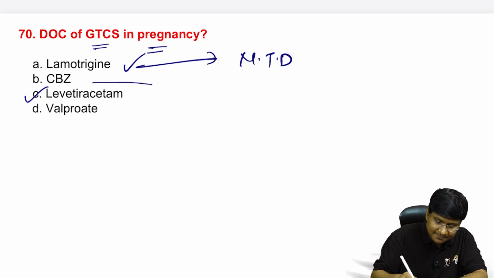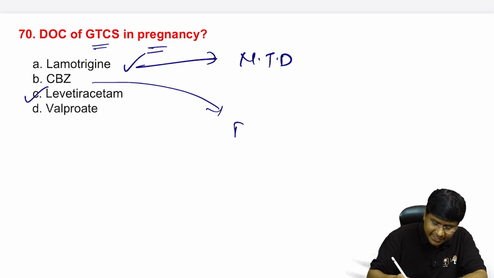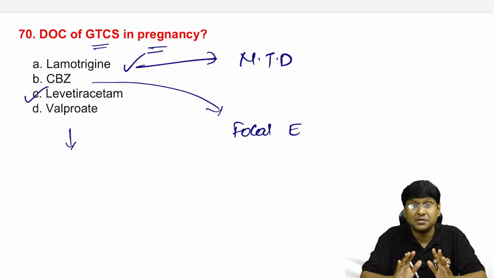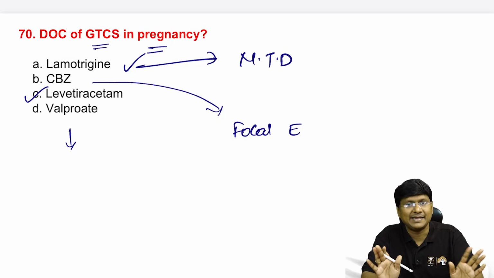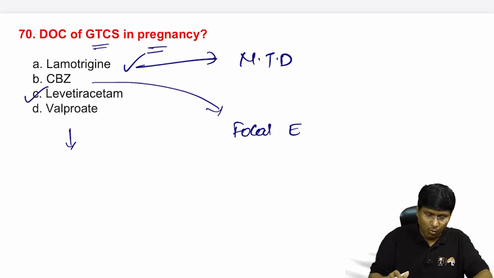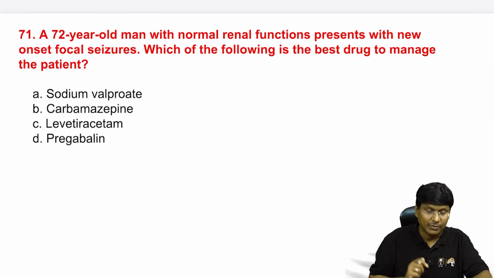Whereas carbamazepine is the drug of choice in case of focal epilepsy. Valproic acid, I have already told you, is a broad spectrum anti-epileptic drug. Okay, so one last question and then we'll wind up this.